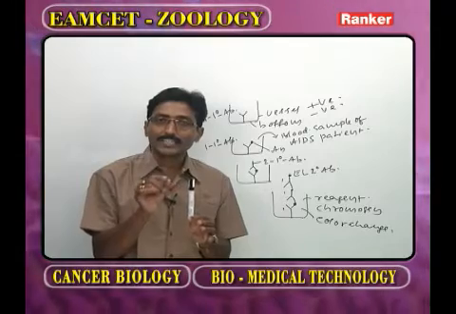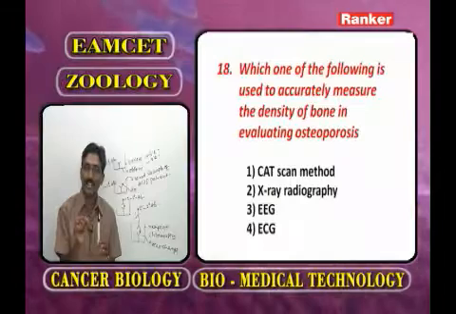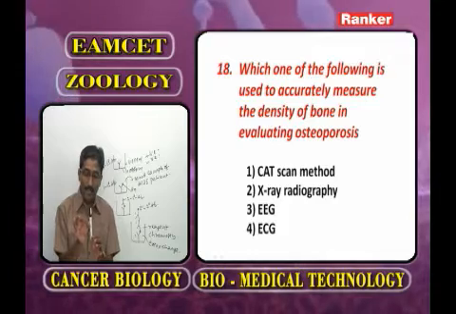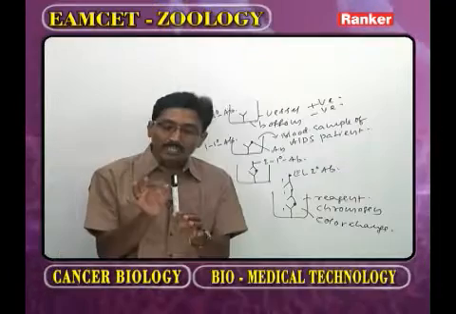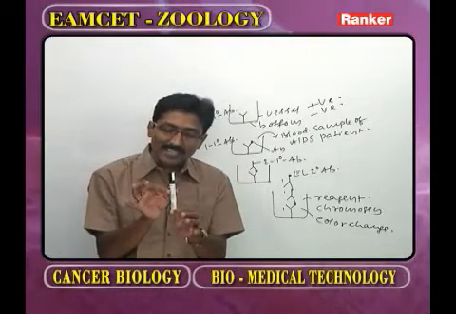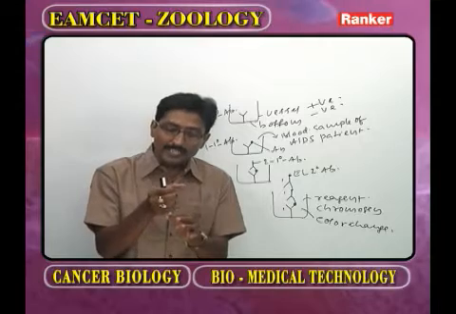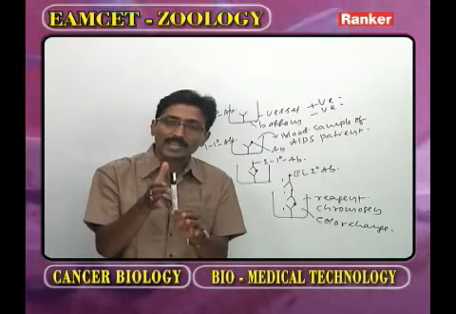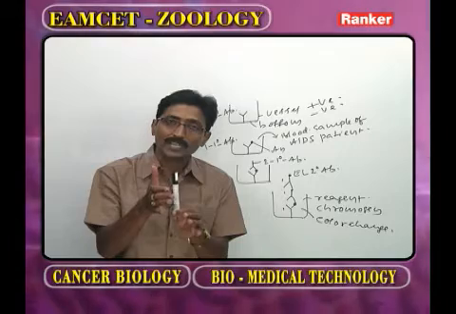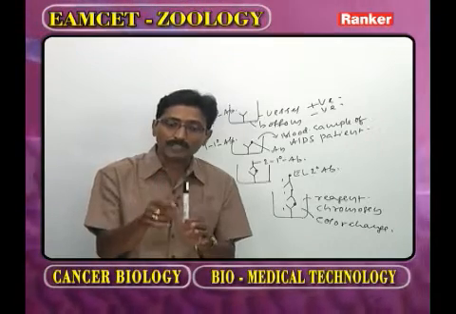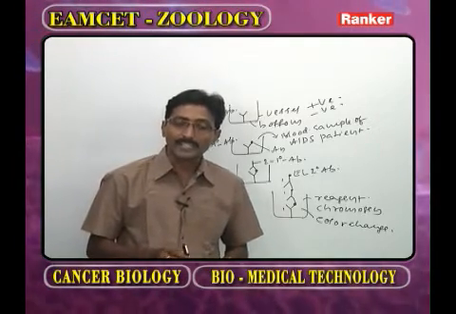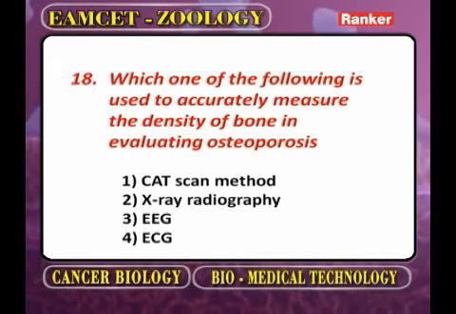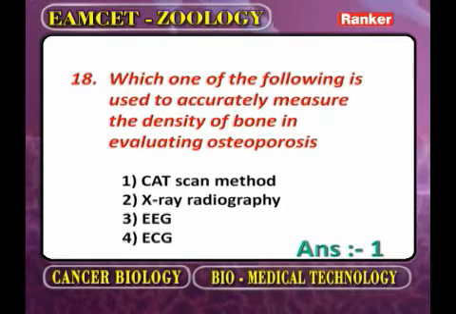And the CAT, computerized axial tomography. With the help of the CAT, we can assess the density of the bone, whether it is thick or thin. The density of the bone can be identified with the radiography we call CAT, computerized axial tomography. The answer is the first one.